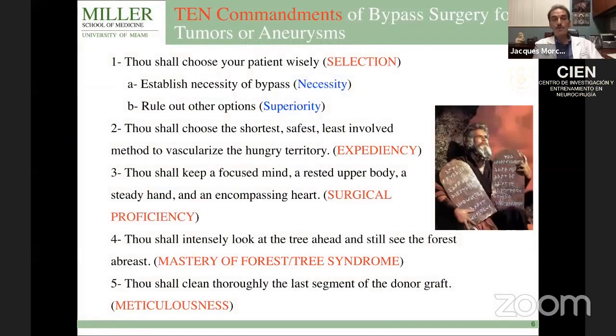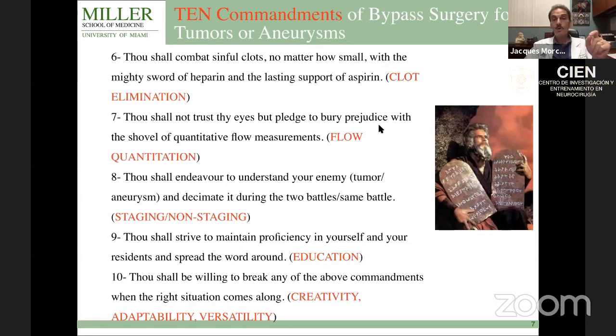This is my conclusion with bypass surgery. When I teach my residents and fellows, I tell them there are 10 commandments. We're not going to go over them in detail, but you have to select your patient appropriately. You have to be expedient. You have to be proficient. You have to look at the details as well as the whole forest. You have to be meticulous. You have to irrigate with heparinized saline a lot. No clot formation should be allowed. You have to quantify blood flow.